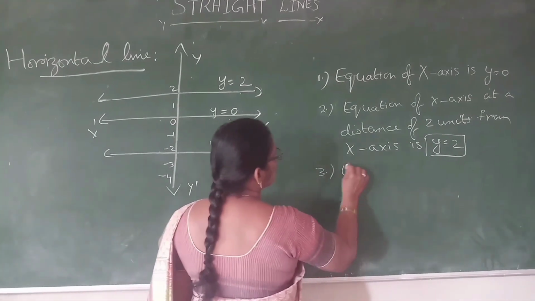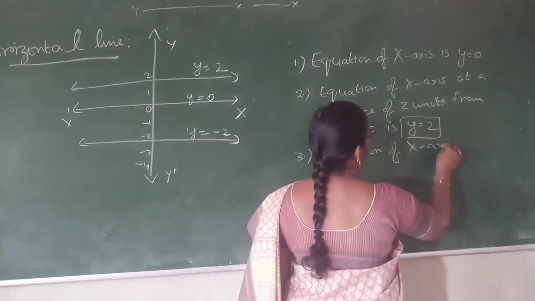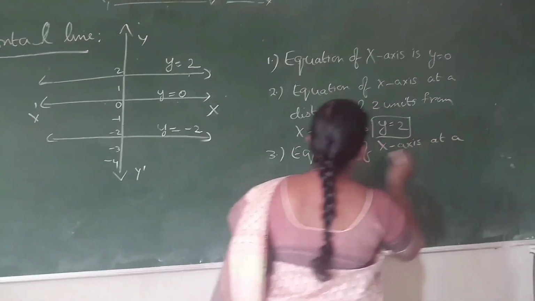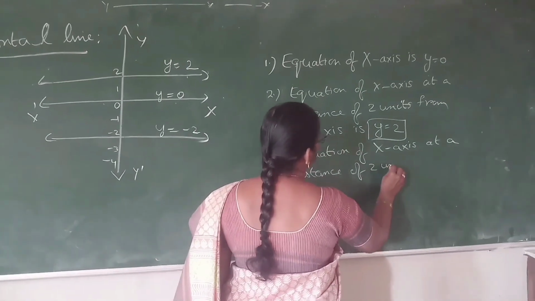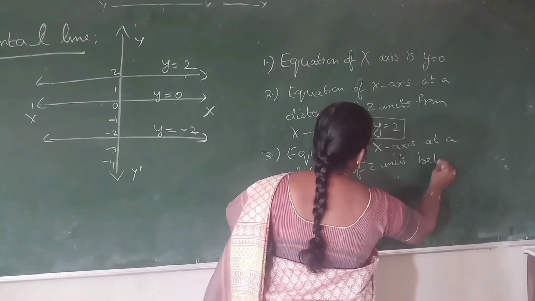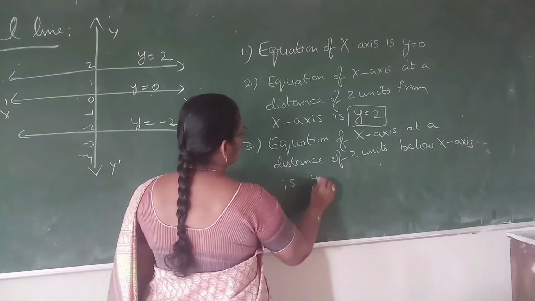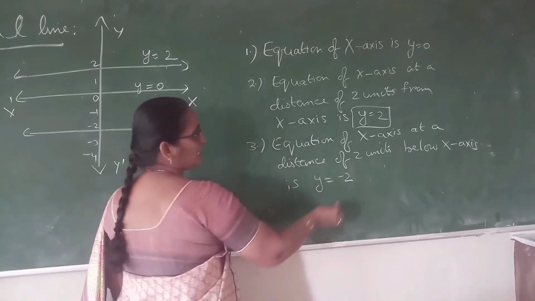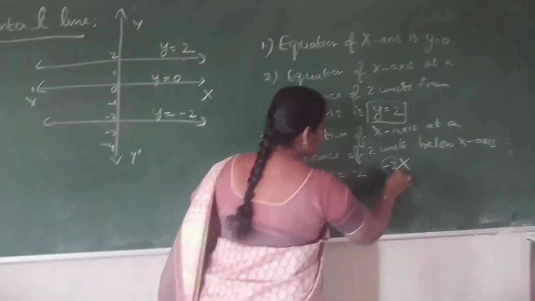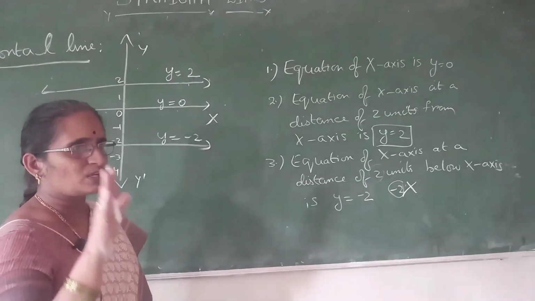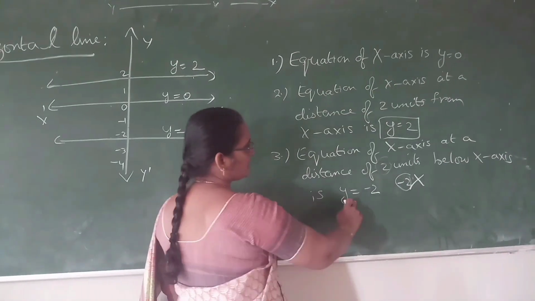Third one, equation of a line at a distance of 2 units below the x-axis is y equal to negative 2. See, I am writing here distance of 2 units. I am not writing it as minus 2. Why? Because it is wrong. Why? Because distance is always positive. So we must write distance of 2 units below x-axis, that is what, y is equal to minus 2.